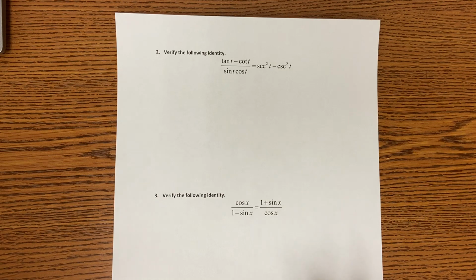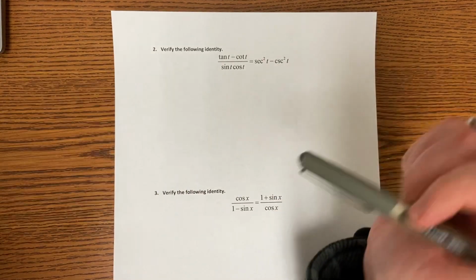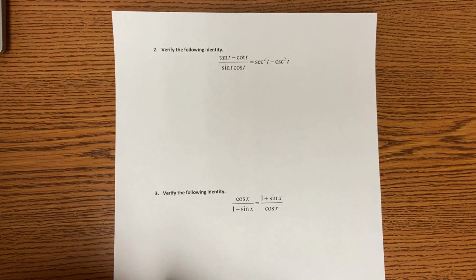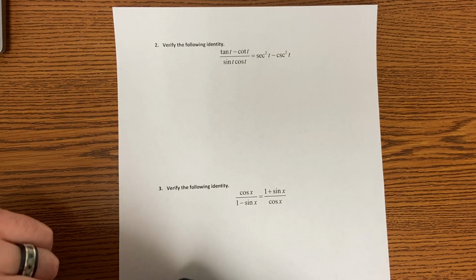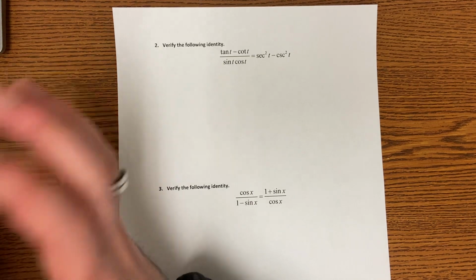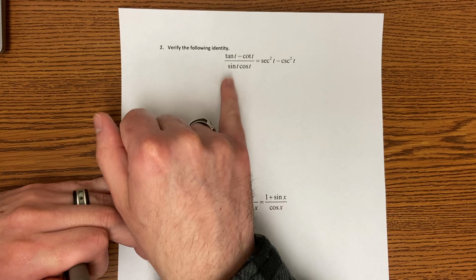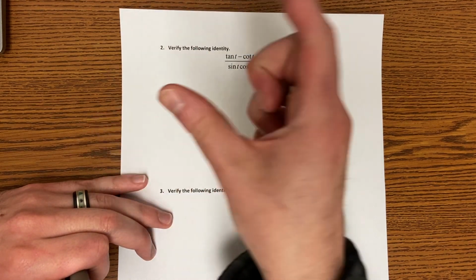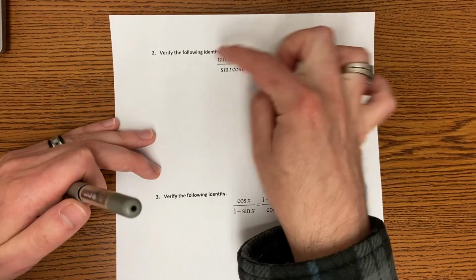So there's going to be a lot more of these as we go through. We can start by doing number 2. Tangent t minus cotangent t over sine t cosine t equals secant squared t minus cosecant squared t. So there's a few different ways that we can approach this. You may debate with yourself as to which one is more complicated than the other. I think personally fractions are generally easier to clamp down on than it is to introduce them. So I'm going to start with the left.